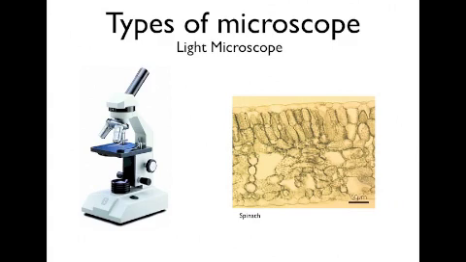Now, there are three different types of microscopes that I'm going to talk about. The first one is the light microscope, and there's a picture in there that you can see of a light microscope. The light microscope basically works by having a light at the bottom, which is shined from downwards to up, that lights up the specimen or whatever you're trying to look at and allows you to see it better.